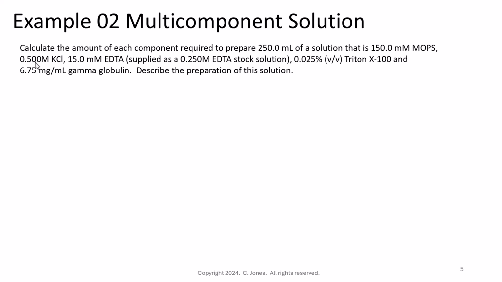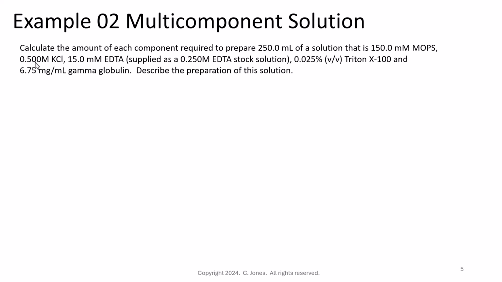molecules in the solution. And then gamma globulin is a protein that we add sometimes to help stabilize other proteins or prevent non-specific absorption of cellular proteins to the surface of the glass or plastic that our protein solution is going to be in. Let's get started on the calculations.